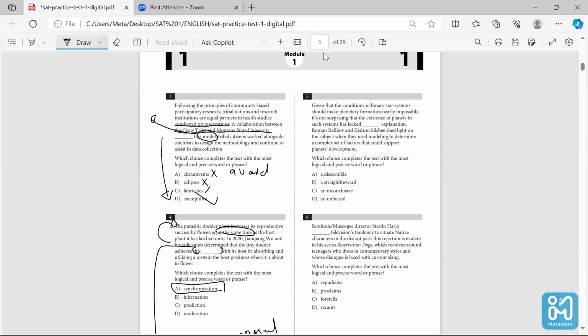It's not surprising that the existing planet has lacked what? I need something that has lacked. This is a negative for sure. There's not enough explanation. What's the word that can help me, guys, to choose the right one?